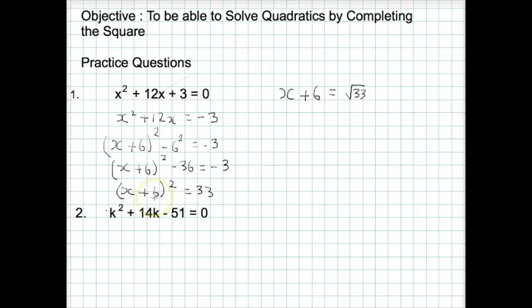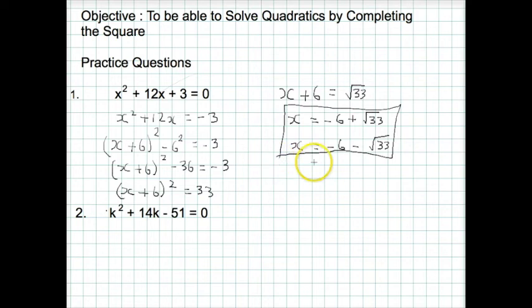And finally, all we need to do is take this positive 6 over where it's going to become a negative 6. So x is going to equal negative 6 plus root 33. But of course, a root always has a positive and a negative answer. So our other answer is going to be x equals negative 6 take away root 33 because it will also be negative. So we have these two answers here for our first question.